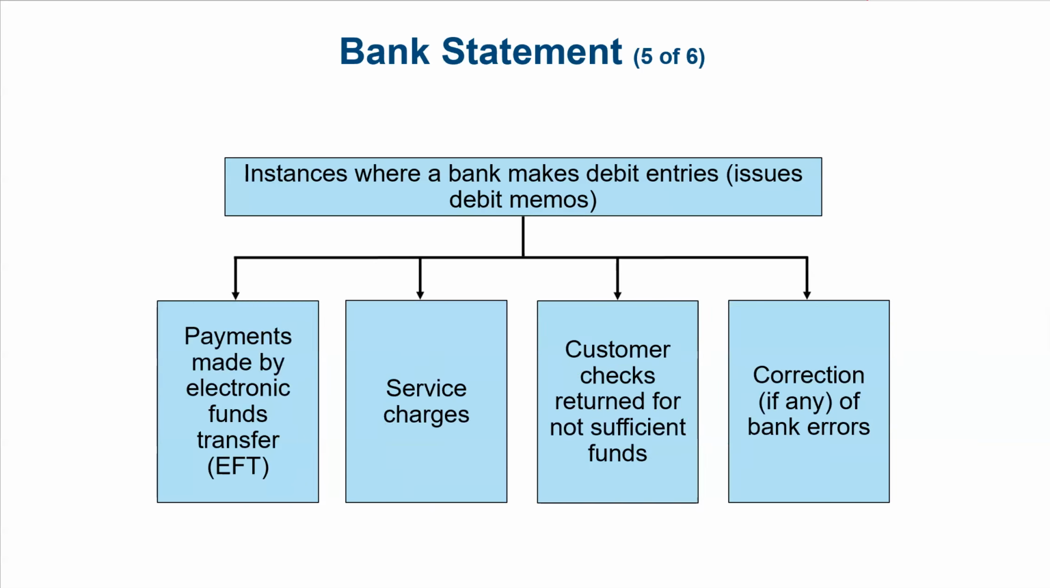These are the instances where they would make debit memos, where they would take money out of our account. If we made a payment, like the business paid a utility bill, or if they charged us a service charge. If a customer's check was returned for non-sufficient funds, so a customer wrote us a bad check, we deposited it, the bank gave us their money, and then after a day or so they found out that the check was no good, they would withdraw that money back away from us. And if there was any correction where they needed to deduct money from our bank account.